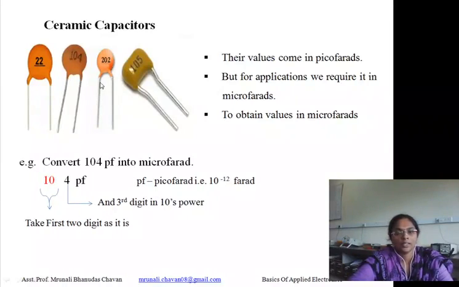You can see in this image ceramic capacitors are shown. The values are printed on their body as 22, 104, 202, 105. Likewise, these values are in the picofarad form.